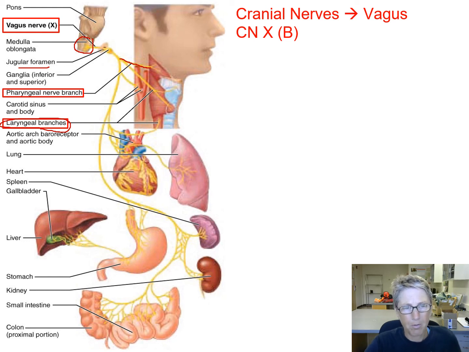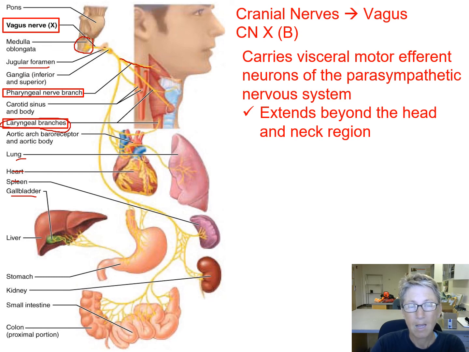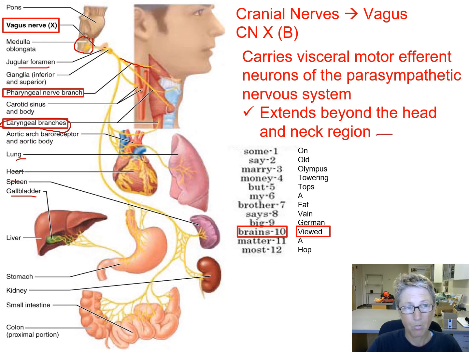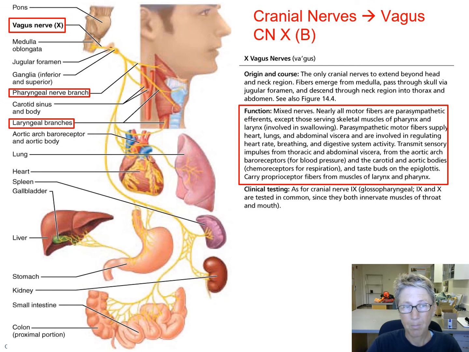But a lot of the fibers from the vagus nerve go to far distances. So, for example, the vagus nerve can run to the lung, the heart, the spleen, the gallbladder, the liver, stomach, kidney, small intestines, and the colon. So the vagus is a really long nerve, goes a lot of places. And what it does is it carries visceral motor efferent neurons of the parasympathetic nervous system. And like I said, it extends beyond the head and neck region, so it goes out to all those different places.